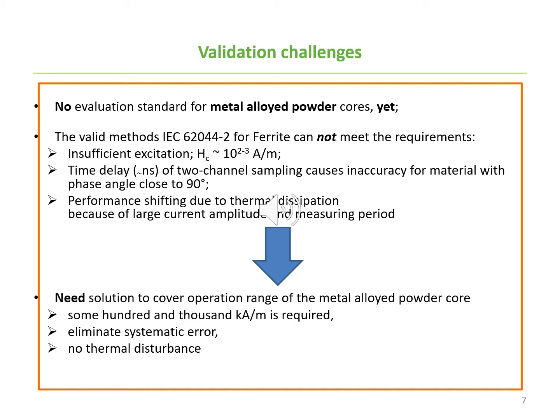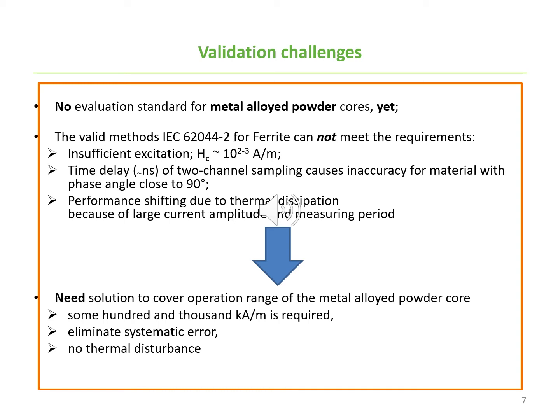So the second problem is the time delay, the absolute time delay of two sampling channels that causes inaccuracy. For the materials to be tested, like Kool Mu or Sendust, they have a phase angle close to 90 degrees. So you can imagine the physical differentiation of the tangent close to 90 degrees. That's huge. Therefore, it's very difficult to accurately measure the loss levels.